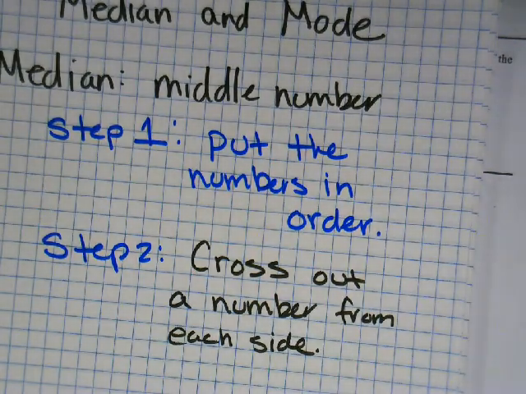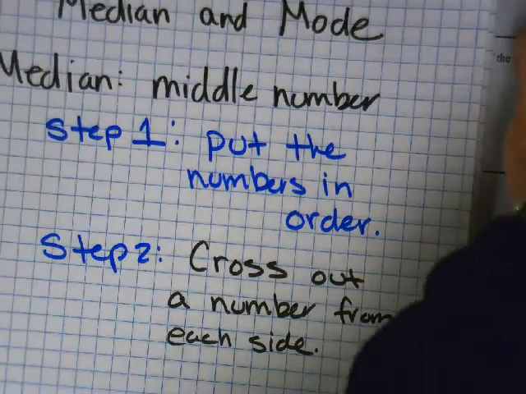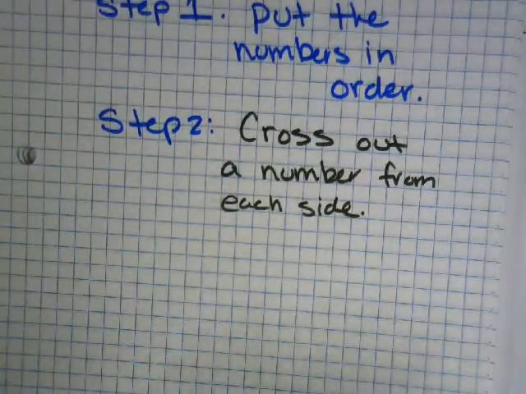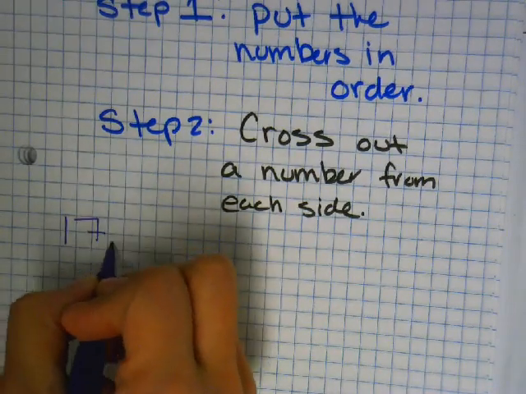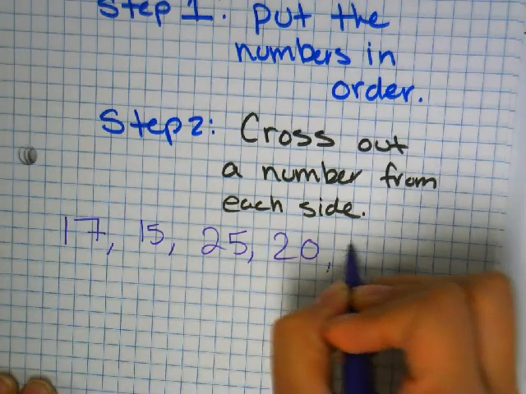Okay, so we're going to practice, so write this down. After you put them in order, from smallest to biggest number, you're going to cross them out. On the front side, on the back side. Front, back, back. Okay? So let's say I have the following numbers. I have 17, 15, 25, 20, 21.